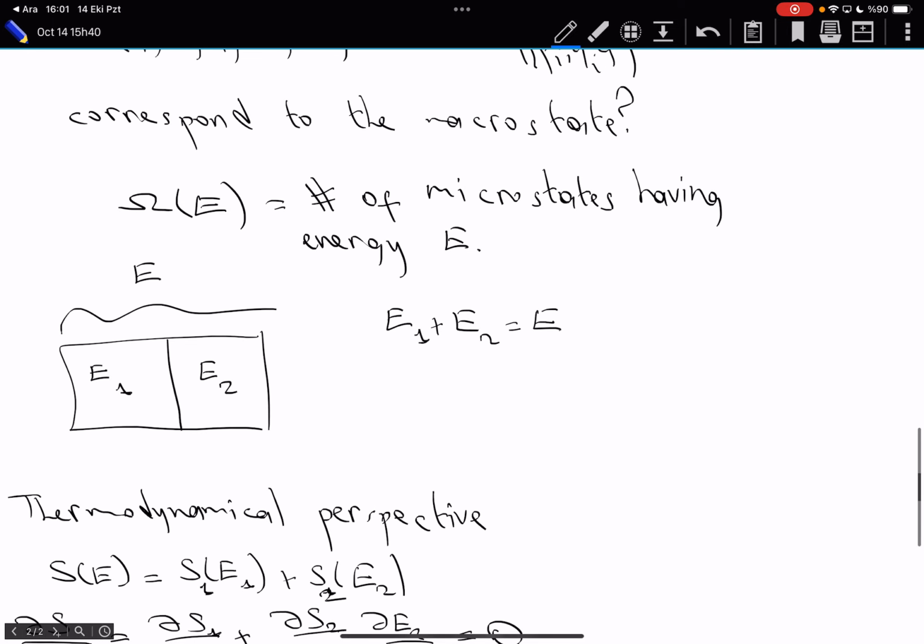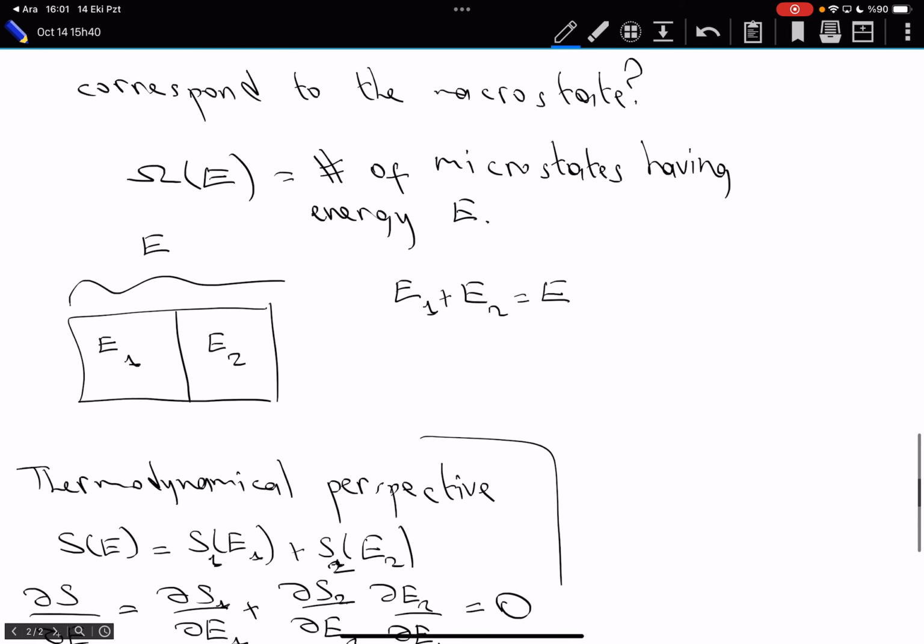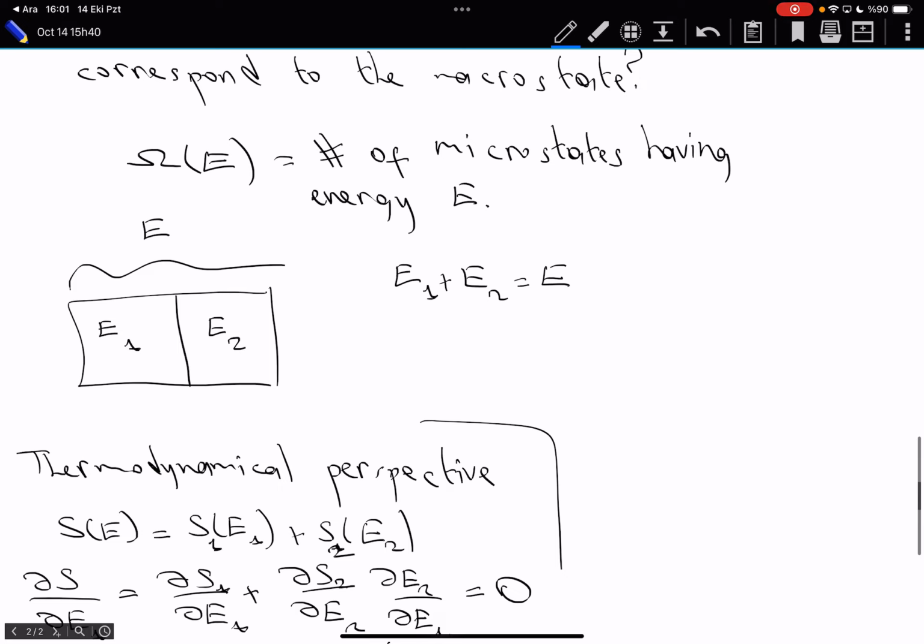Well, let's come back to this microscopic picture. So now let's imagine I have these two subsystems. They can exchange energy. What do you remember about probabilities? What is the probability, let's say, the probability that I will observe the left-hand side to have an energy epsilon 1? What is this probability?